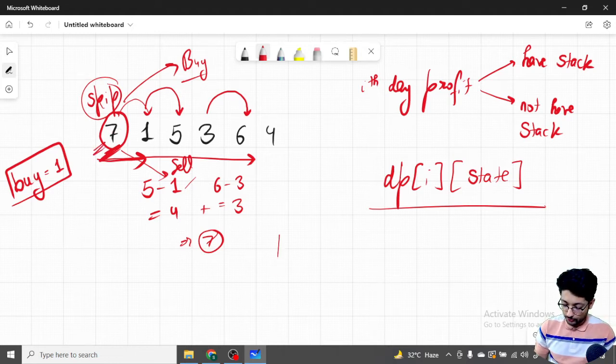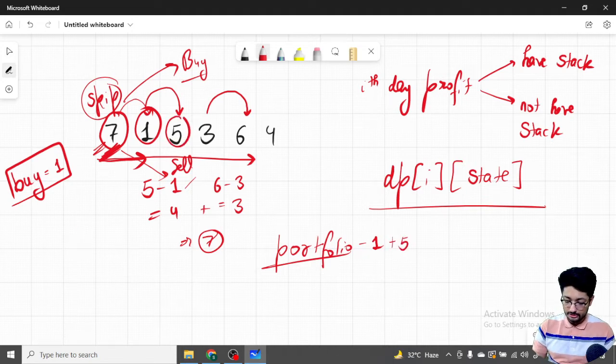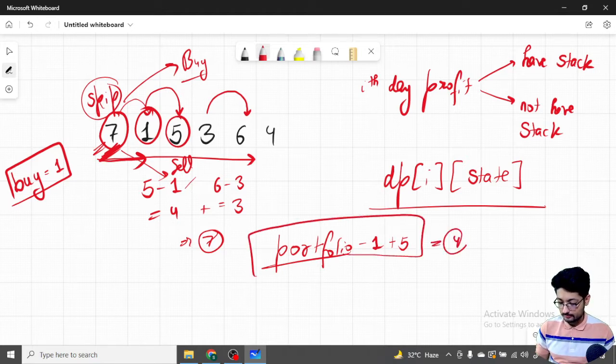So let's say that you have a portfolio of value. By portfolio I mean how much money you have. Let's say if you buy this particular stock, you have a wallet in your account, so you are subtracting 7 because you are buying this share. Or let's say you're buying one share, a 1 rupee share. If you're buying this share, your total portfolio will decrease by 1. But on the next day, you sell out this share by this value. If you sell it, you will obviously gain some value. So the total value of the portfolio will increase by 4. And that's the actual profit.